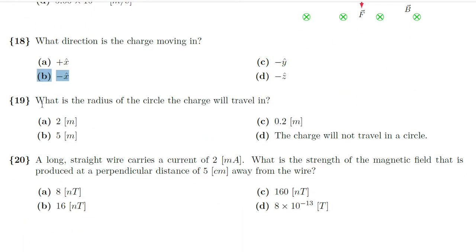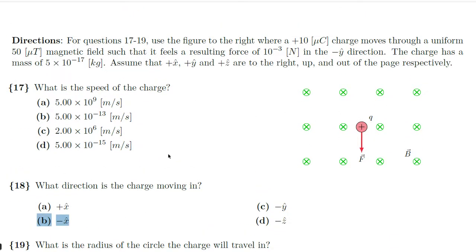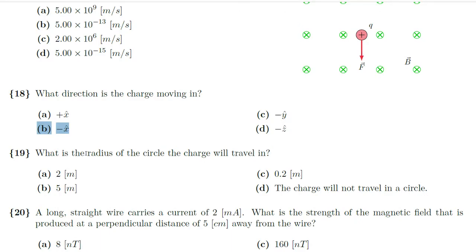The next question, which is the last one in this series of questions for this figure here, is simply: what is the radius of the circle that the charge will travel in? When charged particles travel in a magnetic field in such a manner that they feel a force, they will travel in the path of a circle. The circle has a radius, which is given by solving Newton's law, which leads to a formula that we give you. So it's based on Newton's law and circular motion.